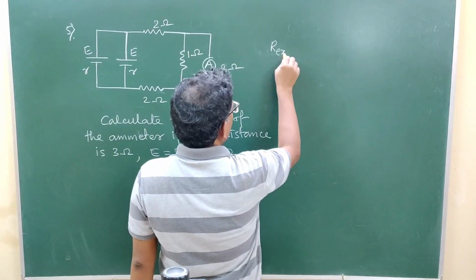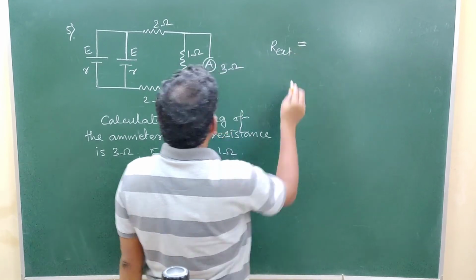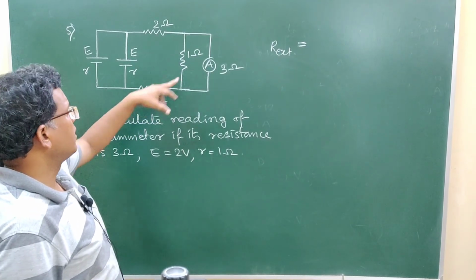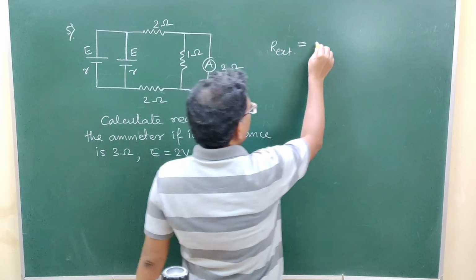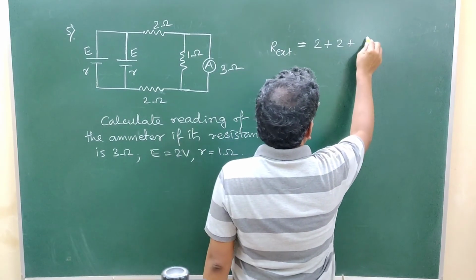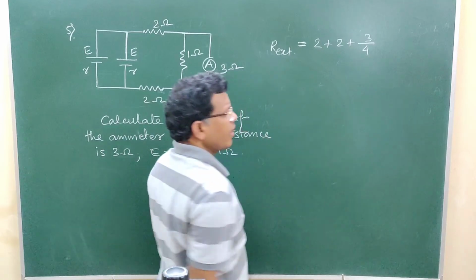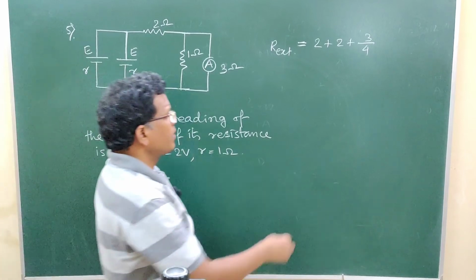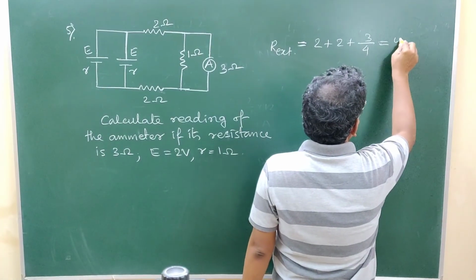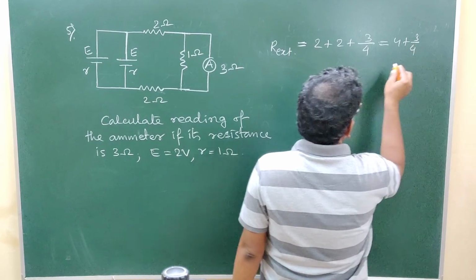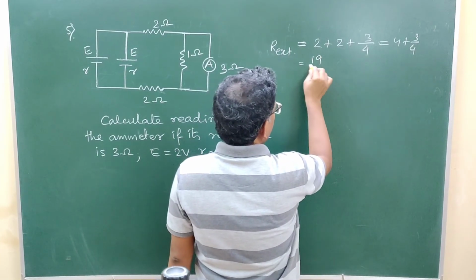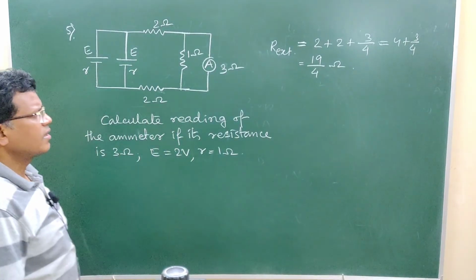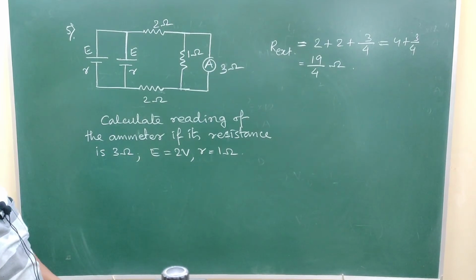So we can calculate R external. For calculating R external, you can see 3 and 1 are in parallel and their result is in series with this 2 plus 2. So we can write it as 2 plus 2 plus 3 by 4, right? These two are parallel, so their effective resistance will be 3 by 4. It is 4 plus 3 by 4, which means 19 by 4 ohm. 19 by 4 ohm is R external in this circuit.